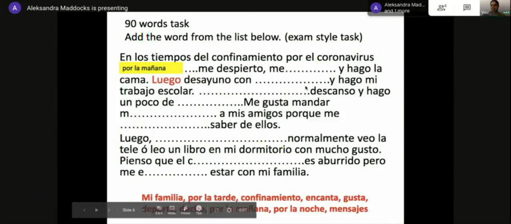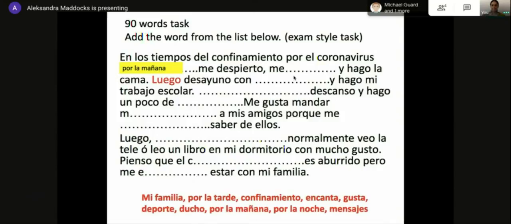Then next, me... y hago la cama. So I do something and I make my bed. What do I do next? Would it be mi familia or would it be me ducho? And that is your answer, me ducho. I have a shower. Always look at the possible word that would logically fit within that gap.